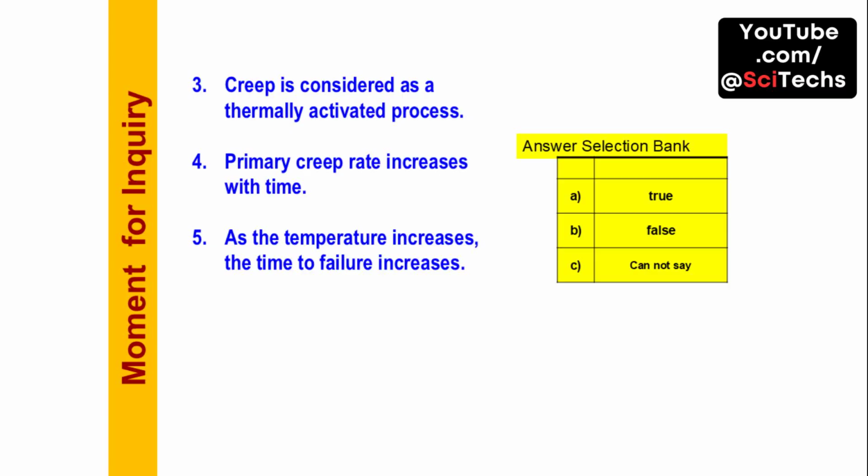Consider these statements. Creep is a thermally activated process. Primary creep rate increases with time, and as temperature increases, the time to failure decreases. Reflect on their accuracy. The correct answers are: creep is a thermally activated process. Primary creep rate increases with time, and as temperature increases, the time to failure decreases. These principles are fundamental to understanding creep behavior.